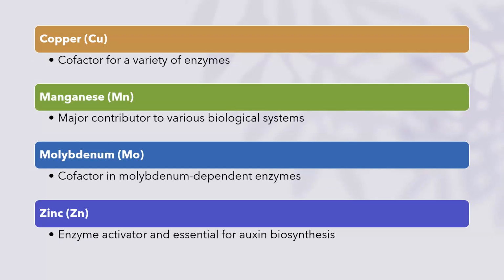Other micronutrients include copper, manganese, molybdenum, and zinc. As a plant nutrient, copper seems to function primarily as a cofactor for a variety of oxidative enzymes. Copper is used in the form of copper sulfate in culture media. Higher concentration may be toxic.